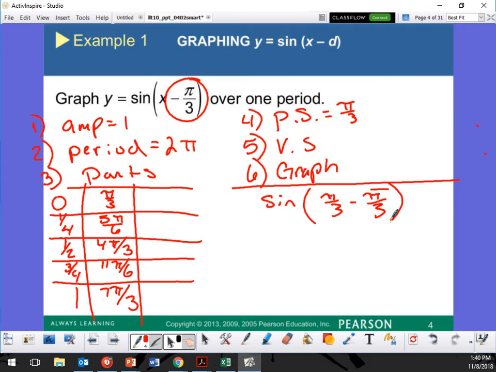I know everyone has that unit circle out right now, right? Yes. What is sine of 0? Sine of 0 is 0. Oh, no. Wrong.